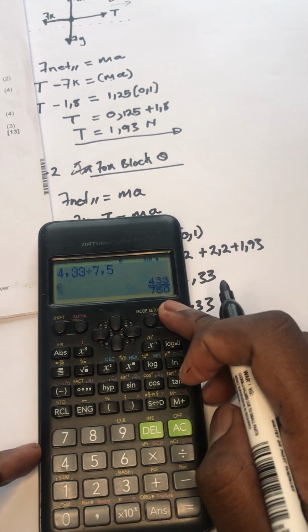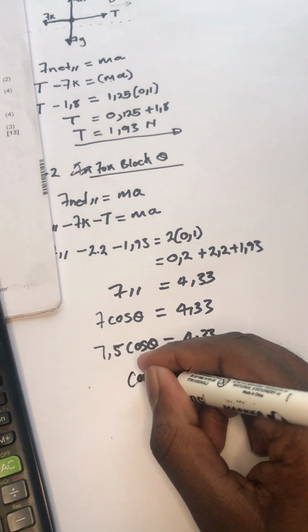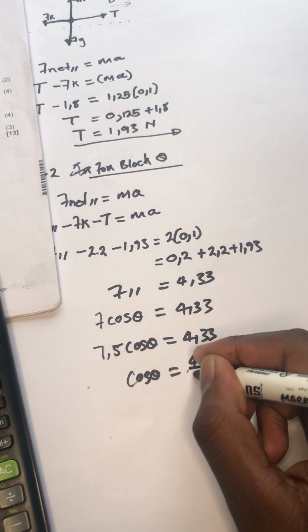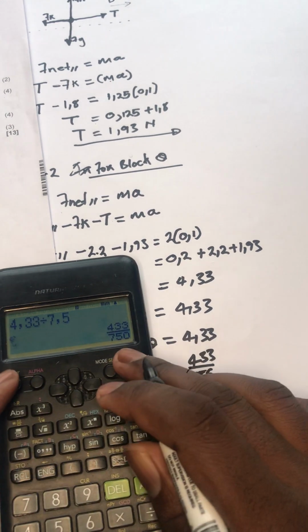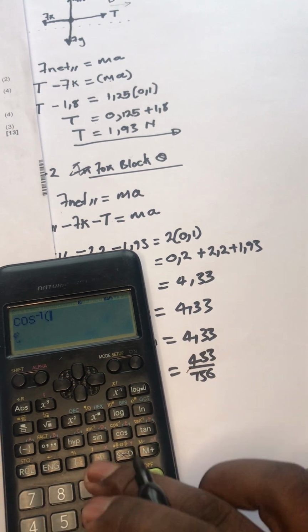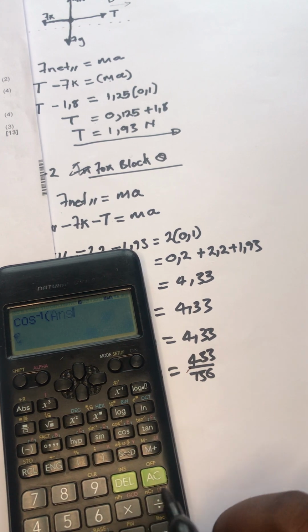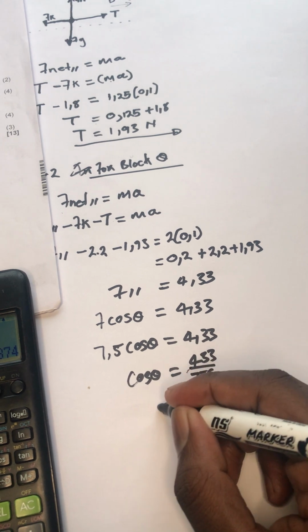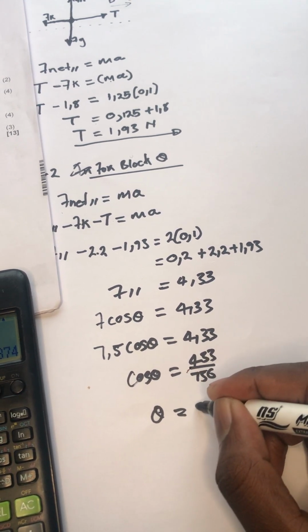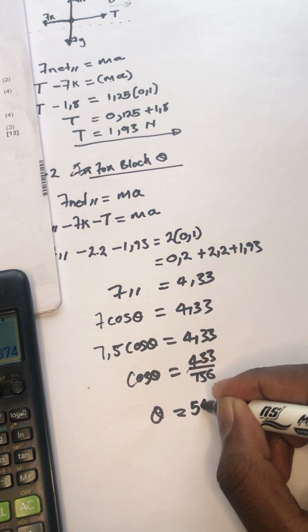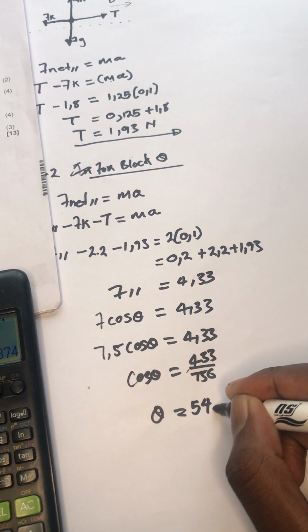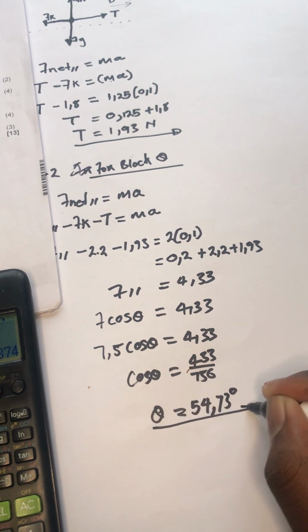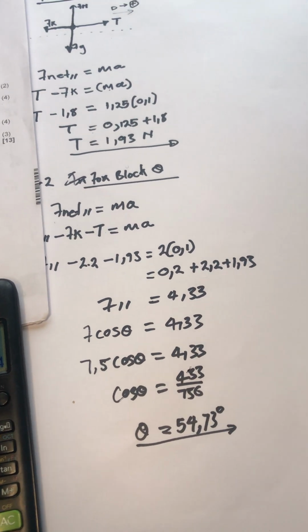Cos theta is equal to 433 over 750. If we take the inverse cos of both sides, we'll have theta as 54.73 degrees. So that is how we answer this question.